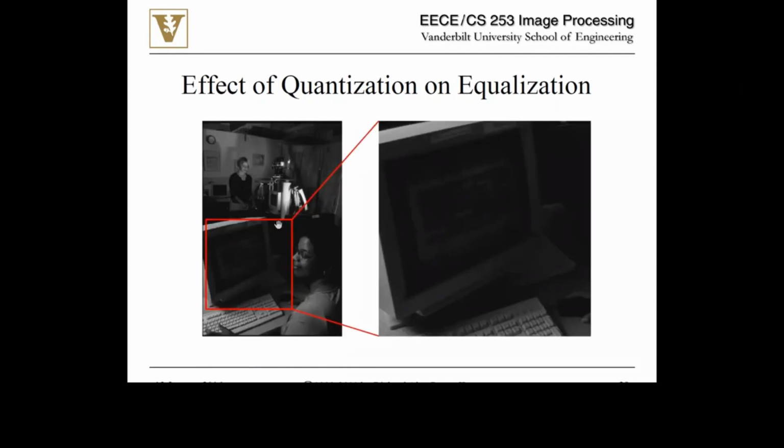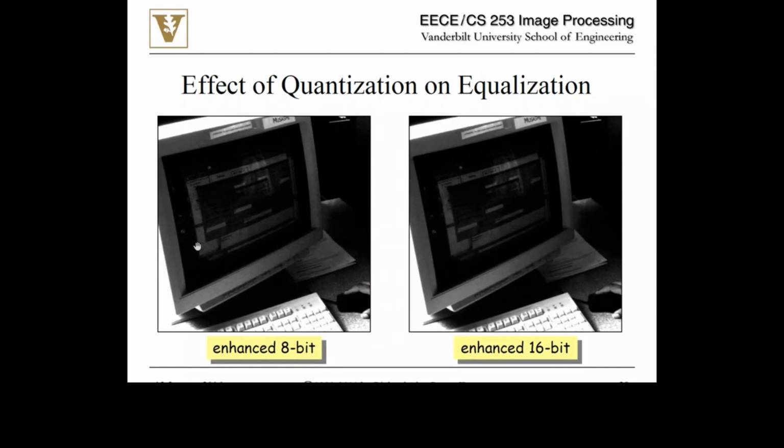And here you have a zoom of that area. This is the original image, and this is the zoom. Then this is the enhancement with 8 bits, and the enhancement with 16 bits. This one doesn't have those holes, so in principle it has smoother transitions. For instance, here you see a little bit better contrast than there. So not so much.